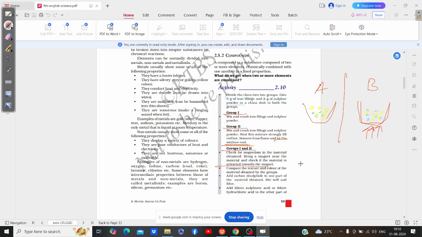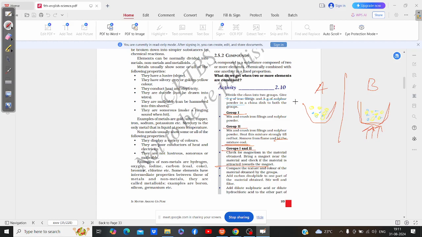Compare the texture and color of the material obtained by the groups. Add carbon disulfide to one part of the material obtained. Stir well and filter. Add dilute sulfuric acid and dilute hydrochloric acid to the other part of the material obtained.